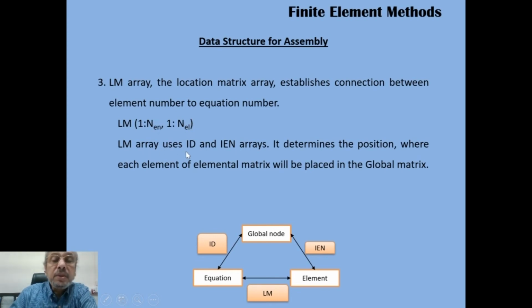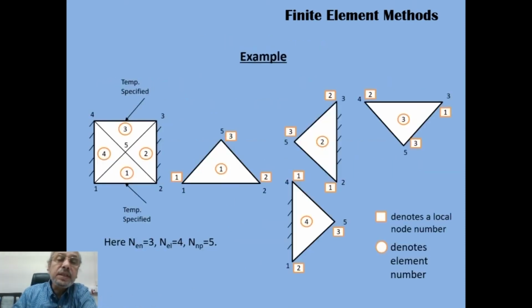So the LM array uses the ID and IEN arrays. It determines the position where each element of the elemental matrix will be placed in the global matrix. So the relationship is established through these arrays. So this is global node, this is equation, this is element. These two are connected by the LM array, these two are connected by the IEN array, and these two are connected by the ID array. Now we'll take a very easy example.